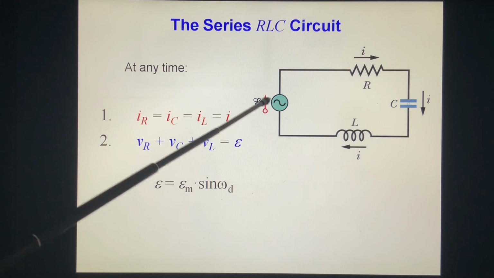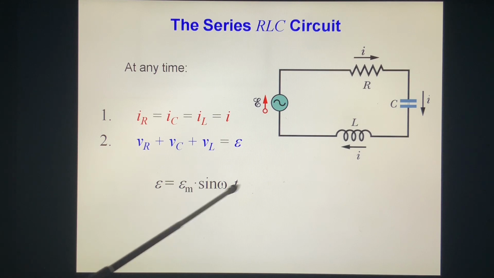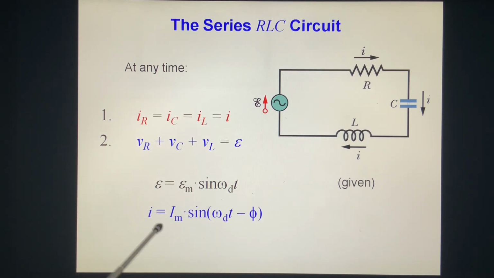The external electromotive force epsilon equals epsilon m sine omega t is given. Our job is to find the current in this circuit. We define the current as Im sine omega t minus phi. Why the minus? No reason, because our textbooks do it that way. To make it convenient to understand, I use the minus phi. Our job is to find Im and phi. Now let's start.